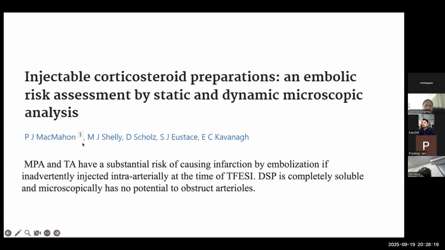The next study is another static and dynamic microscopic analysis of corticosteroid injections by McMahon et al., in which methylprednisolone and triamcinolone both were analyzed, and dexamethasone was found to be completely soluble, and they demonstrated it to have no microscopic potential to obstruct any arterioles.